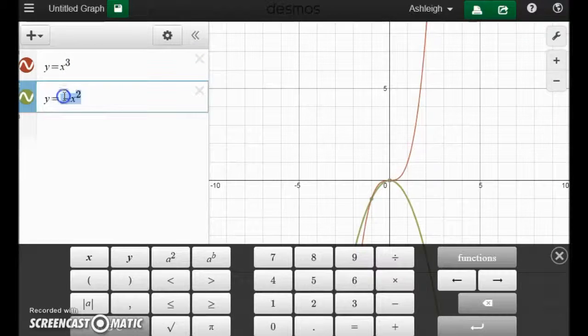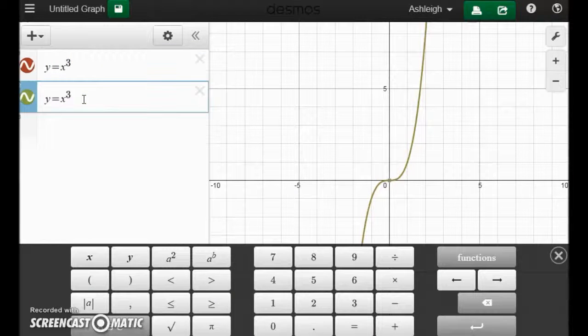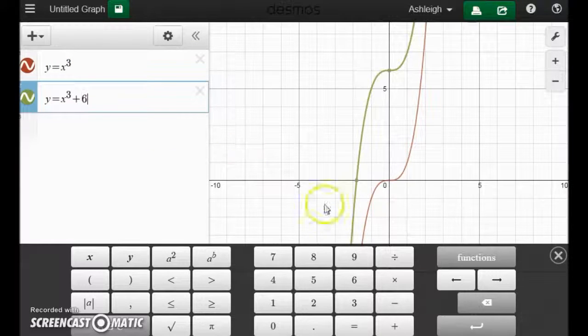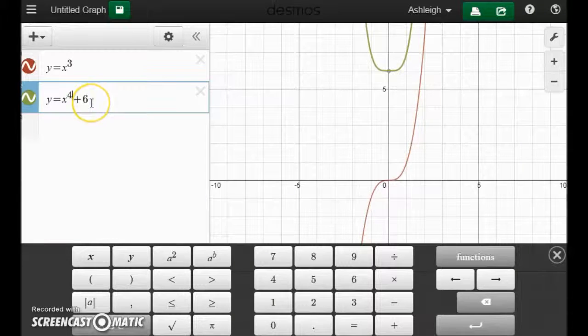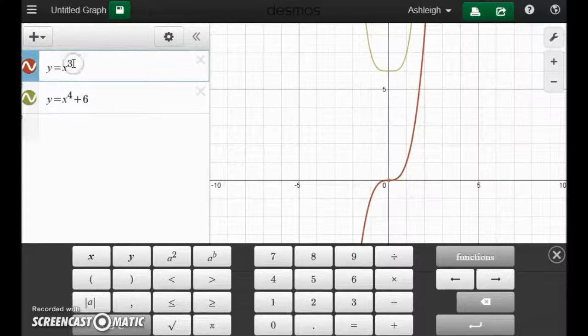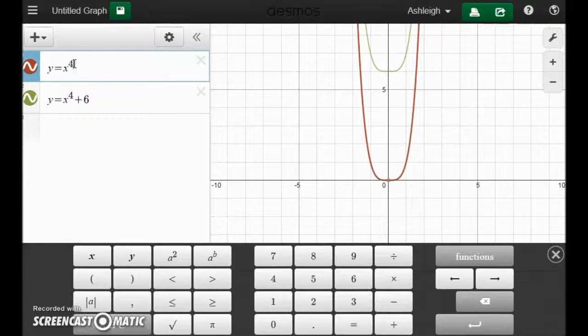If I were to take my cubic function and I were to add a number to it, it's going to move up and down. If I put it with my x, it would move it left and right. Let's look at a quartic function. It does the same thing. So transformations work for all polynomials.